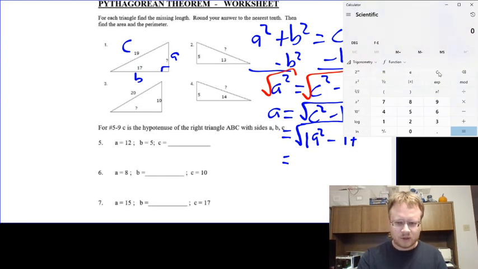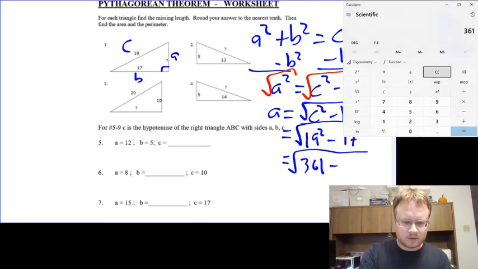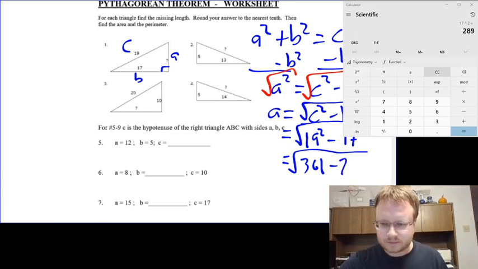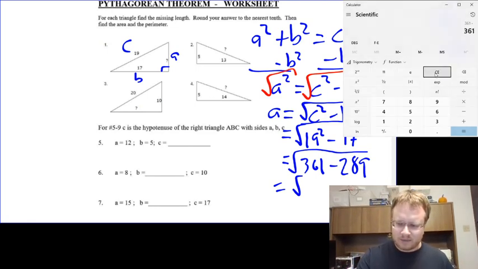So first, I'm going to do 19 squared is 361. Oops. 361 minus 17 squared, which is 289. Then I'll actually do the subtraction. So I kind of recommend, even when I do this on my calculator, I often do this one piece at a time, just so I don't mistype or the calculator doesn't get confused. So I subtract those two numbers and I get 72.